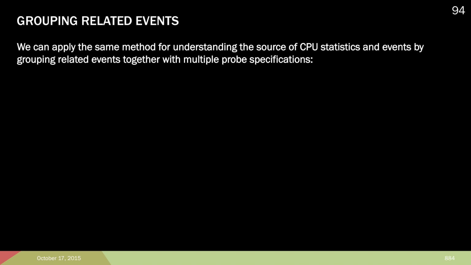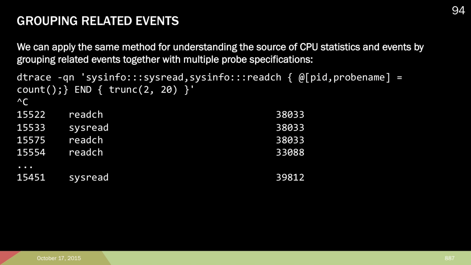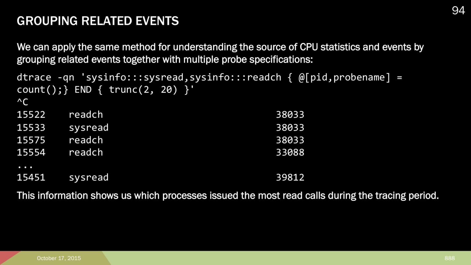We can apply the same method for understanding the source of CPU statistics and events by grouping related events together with multiple probe specifications. In sysinfo, we're looking at both sysread and readch. Counting by process ID and probe name. This information shows us which processes issued the most read calls during the tracing period.